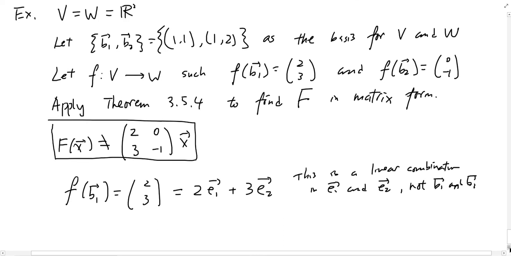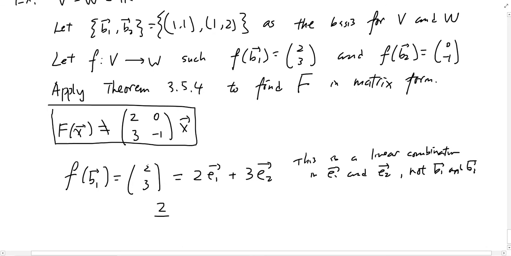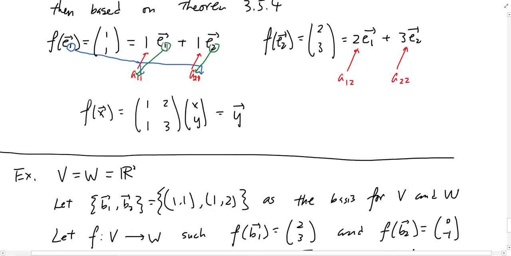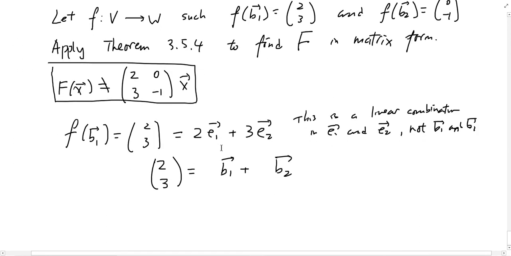So in this case, the output is (2, 3), and that will have to equal some number times B1 plus some number times B2. Now, here's the important part. How do I name these two numbers? Use the same method that we did before. Notice that the subscript of the basis that we use to form the linear combination is the first subscript underneath. So I'm going to call these two A1 and A2. But we also need a second subscript, which is inherited from the input of the function, which is vector B1. So therefore, I'm going to say this is A11 and A21.